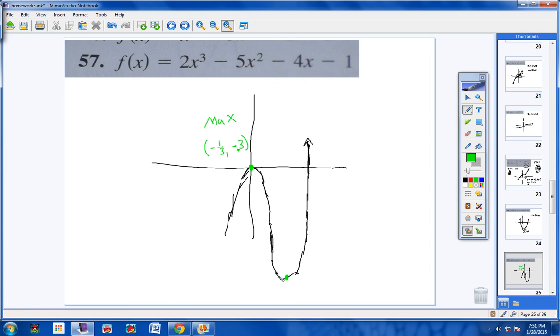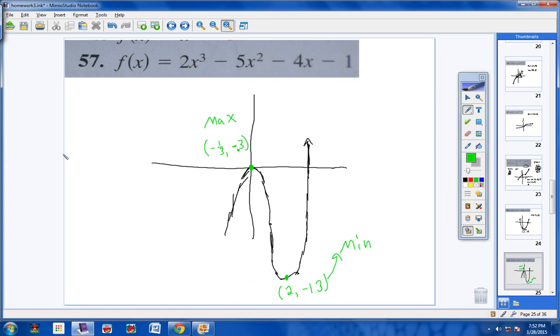So let's go ahead and hit second, calculate again, then hit minimum, option 3, then left bound. So we're going to scroll and make sure you put your cursor somewhere in this area right here. Hit enter, and then for right bound, make sure you put your cursor somewhere over here. Hit enter, and then for guess, hit enter again, and they're going to give us for this ordered pair right here 2, -13. So this ordered pair here would be your relative minimum, because it's a low point down here. So there's your maximum, there's your minimum, okay?